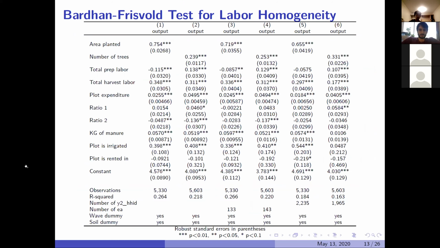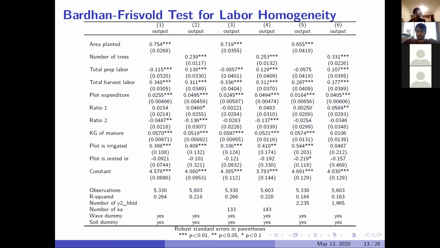So this is the Bardhan-Frisvold test, which includes in column 3 village level fixed effects with 133 villages with multiple observations on farm, and in column 4 143 villages. The signs match up for everything. It's great that for the most part output is increasing in the amount of labor. In general, it's pretty convincing with the harvest labor. But then looking at ratio 1 and 2, we see not a complete pattern of rejection.